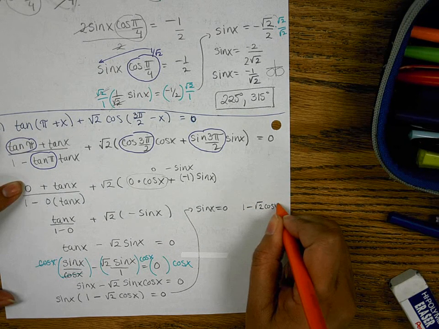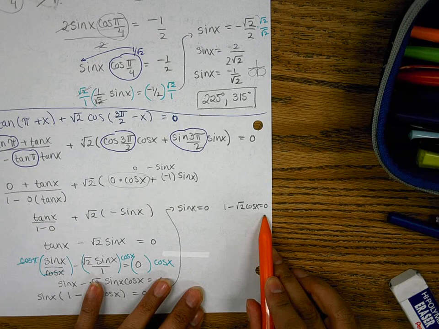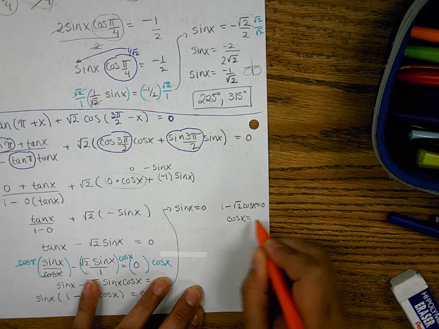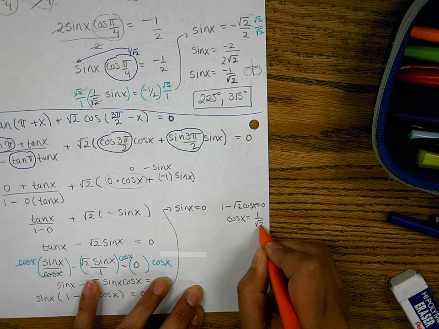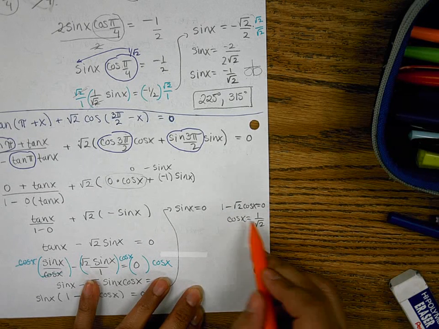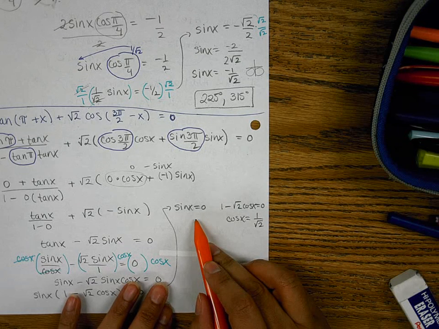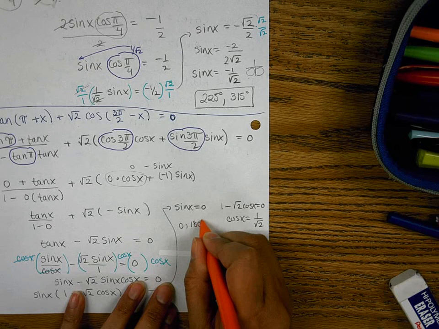And then 1 minus √2 cosine x equals 0. When I solve this one, I subtract the 1 and divide by -√2. Cosine x ends up being positive 1 over √2, because subtracting the 1 makes it negative, and dividing by the negative √2 makes it positive. Okay, there's two places where sine is 0. What two places is sine 0? 0 and 180.